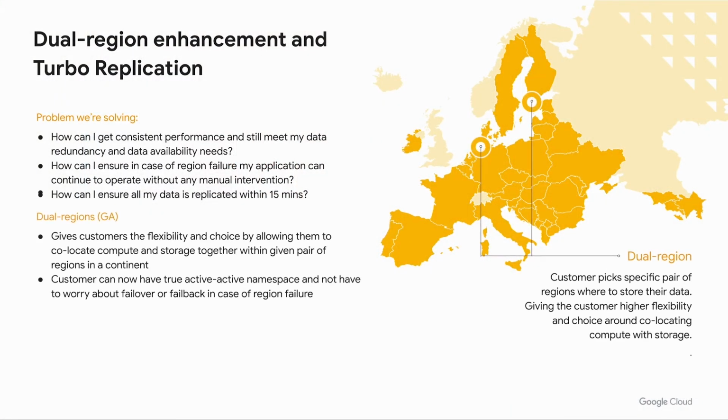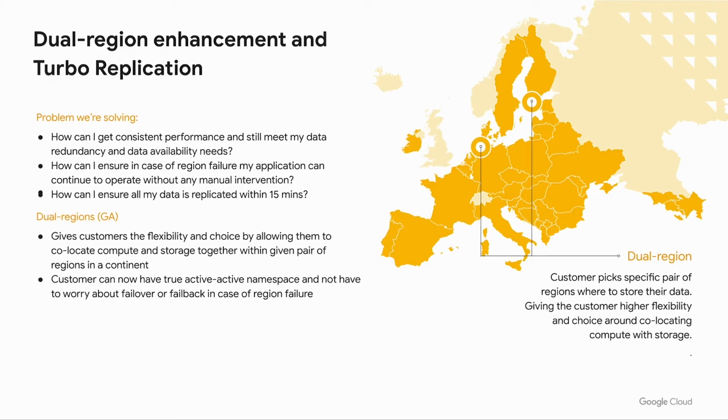So let's dive into our dual region enhancement and turbo replication. Our customers are constantly looking for how they get consistent performance and still meet their data redundancy and data availability needs. How can I ensure that in case of failure, applications seamlessly function and I don't have to worry about manually intervening, and ensure that data is available to my applications? And how do I reduce my RPO and recovery time in case of a failure when failure does happen?